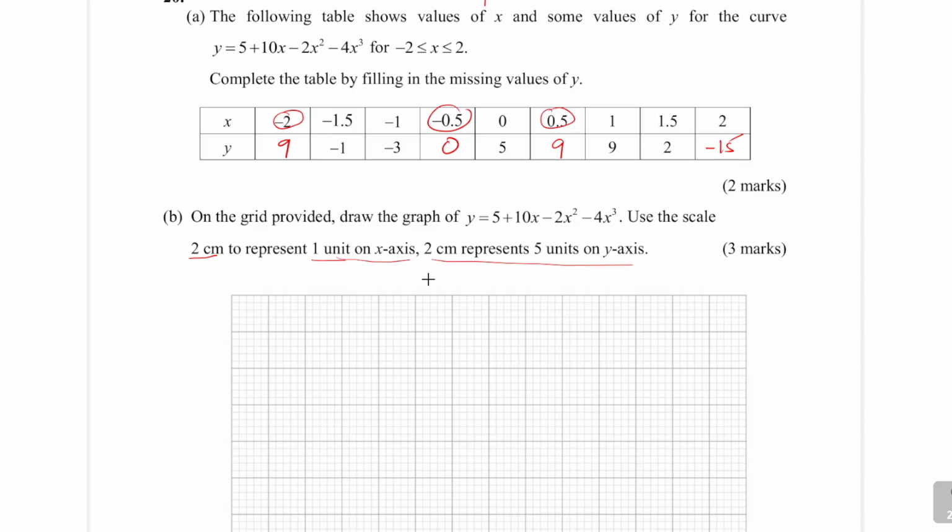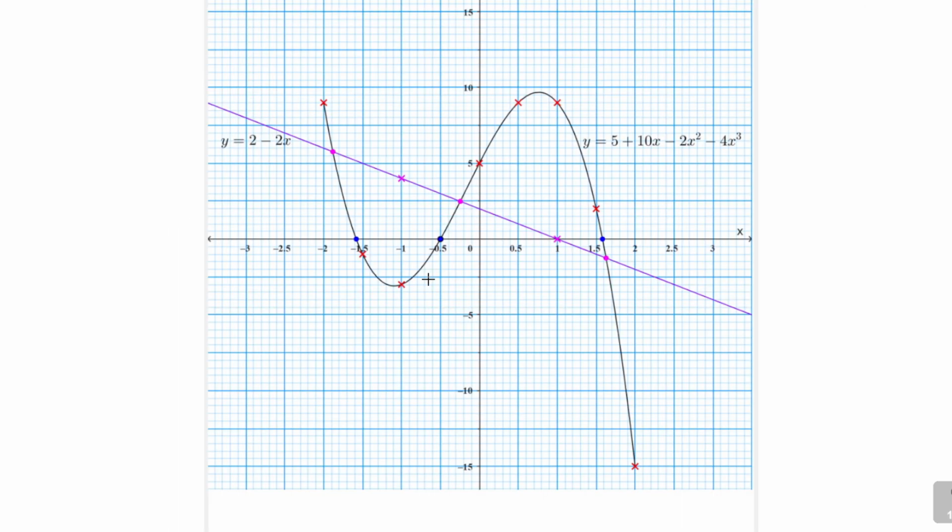You're supposed to use 2 centimeters to represent 1 on the x-axis. So these are 2 centimeters to represent 1, like that on the x-axis. That means 1 centimeter will be representing 0.5. So 2 centimeters are representing 1. That is how you're supposed to do it.